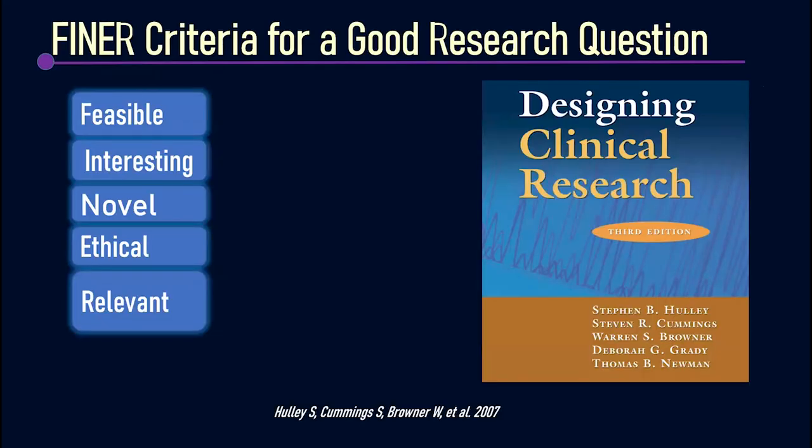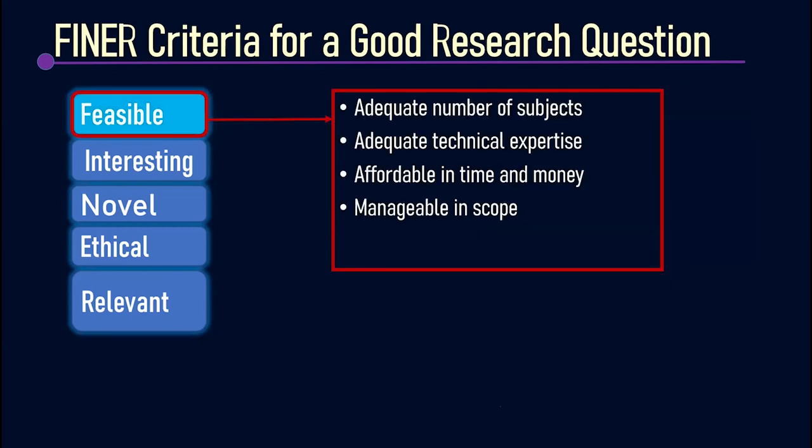These are the final criteria for a good research question developed by Hulley and colleagues in 2007. Research questions should be feasible, interesting, novel, ethical, and relevant. We'll go one by one. Let's first discuss the feasibility of the research question. They should fulfill these four criteria. There should be an adequate number of research participants. You should have adequate technical expertise. The research project should be affordable in time and money, and it should be manageable in scope.